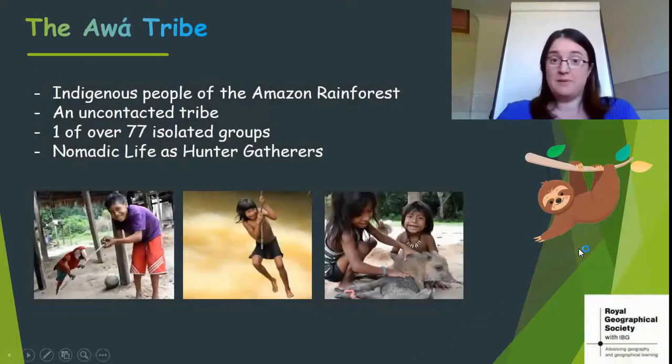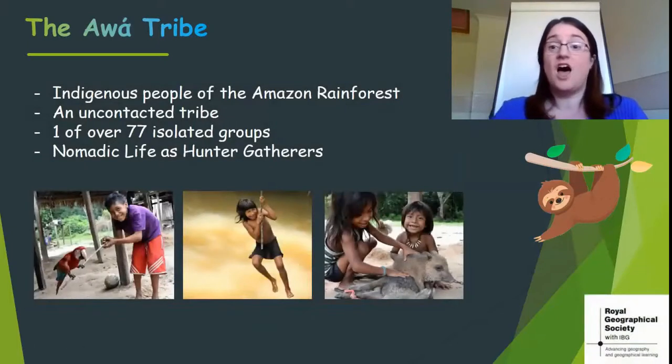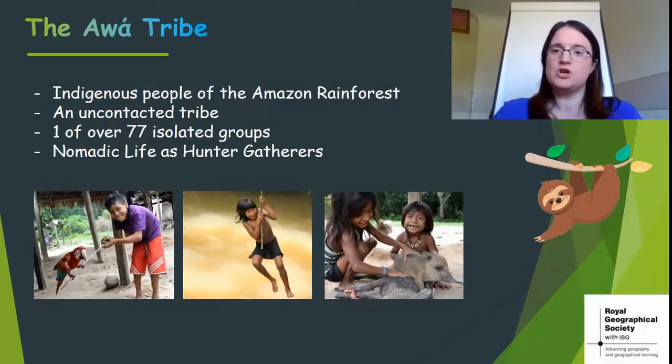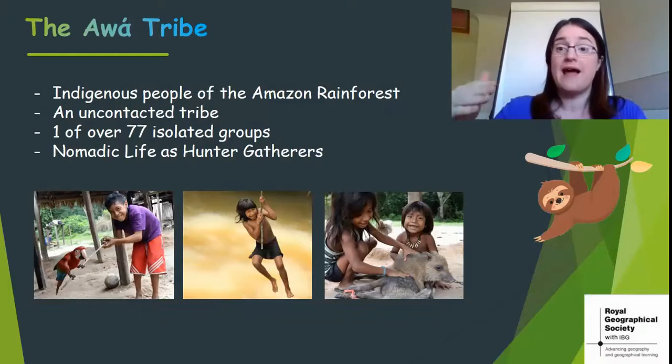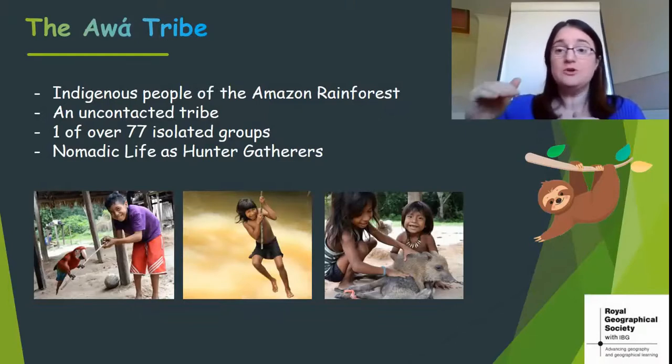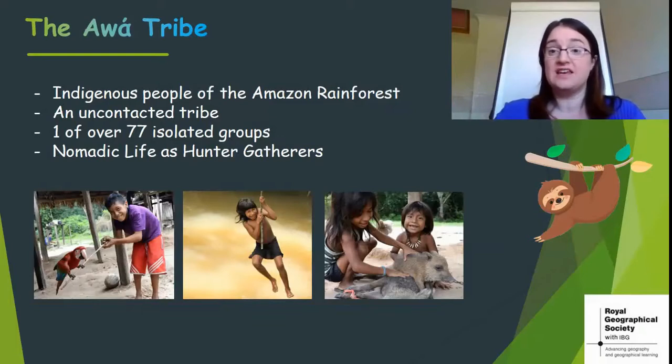So they're the Indigenous people of the Amazon rainforest, and they're an uncontacted tribe. So we know that nobody's been into their tribe, nobody's come out from their tribe. And they are one of over 77 different groups that are believed to exist separately in the Amazon rainforest. And this particular tribe live what's called a nomadic life. So they move around. They don't have one house that they stay in forever. They move around the rainforest over the course of the year, searching for the things that they need.